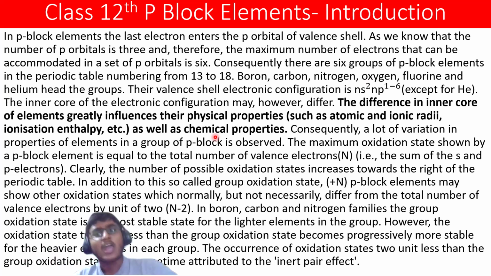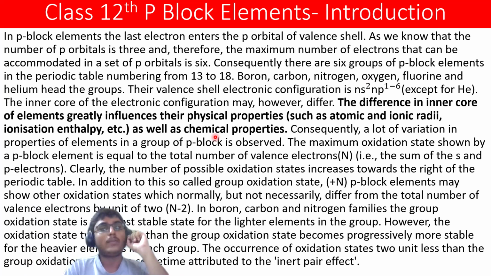So generally they have +n, but since it is the P block, chemistry is full of exceptions. So P block elements may also show other oxidation states, isn't it? Which they normally show, but not necessarily all show the same, and it differs according to the total number of valence electrons, obviously, which is n minus 2.